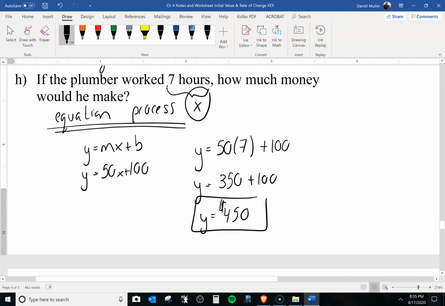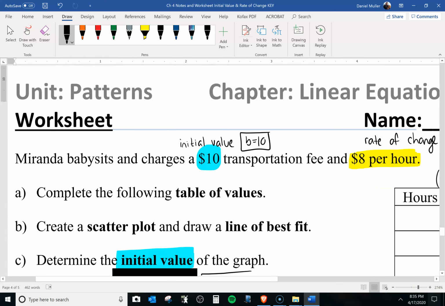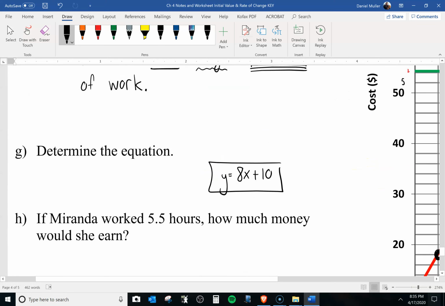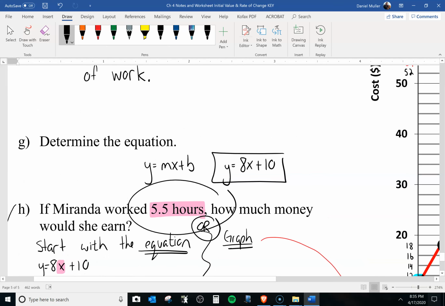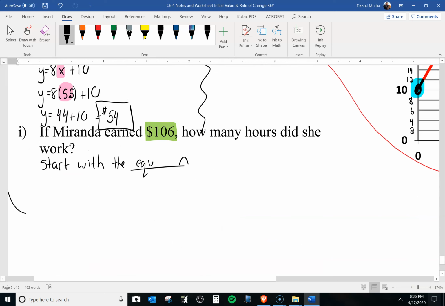Now, on the worksheet, which is the next page, I'm going to jump ahead a little bit here. And it asks, Miranda works 5.5 hours. How much money would she earn? So that is our x. And so when it comes to the equation, you just plug 5.5 into the equation, and you can look at the answer key for that.